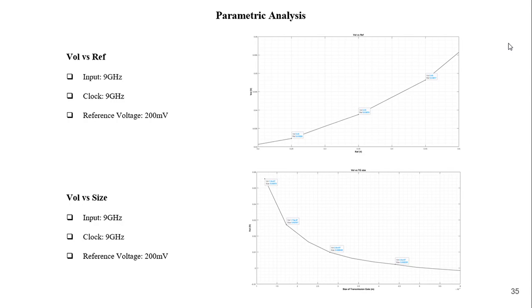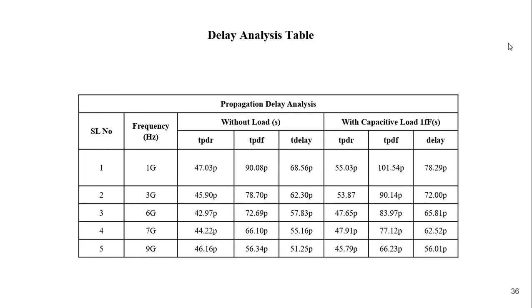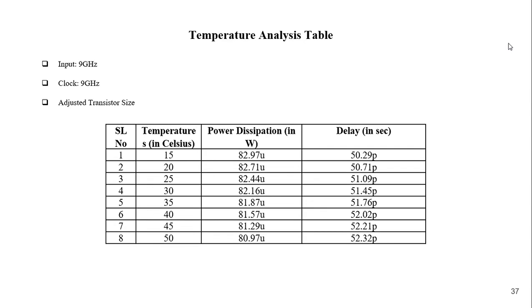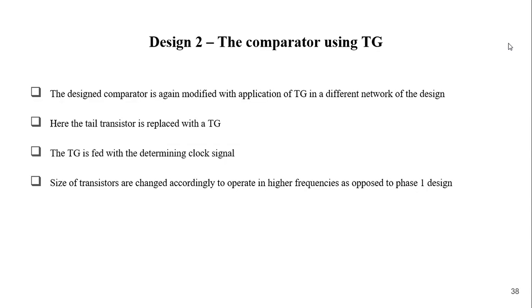So we have achieved another dimensional tunable aspect in phase 2. This is the general delay analysis table. Everyone can go through it, and we can find that the delay is still good at 9 gigahertz. It's only 51 picoseconds. The temperature analysis also shows that it's good in all types of temperature.